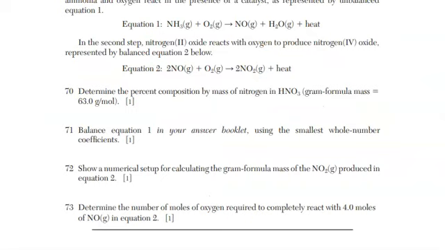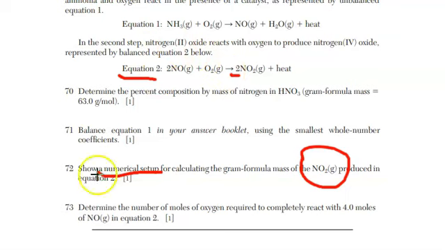Question 72, you're asked to show a numerical setup. That means you're going to show the numbers but not calculate the answer, for calculating the gram formula mass for NO2 produced in equation 2. Now, this was a misleading question. A lot of students got confused and had problems answering the question because it's guiding you to equation 2. And you see for NO2, there's a coefficient in front of 2. But that coefficient is just to balance the equation. When you figure out a gram formula mass for a compound, you just go by the formula.